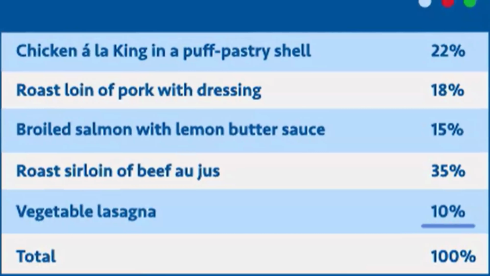So if this is a very simplistic menu, but if our menu items are these 5 entrees, we know through our point of sale system what's been ordered. So 22% of our guests ordered the chicken a la king, roast loin of pork 18%, 15% for the broiled salmon with lemon butter sauce, roast sirloin and beef au jus at 35%, and vegetable lasagna at 10%, to get a total. It should actually be up to 100%, right? So the next thing we need to do is pop in there how many guests total have visited our dining room.